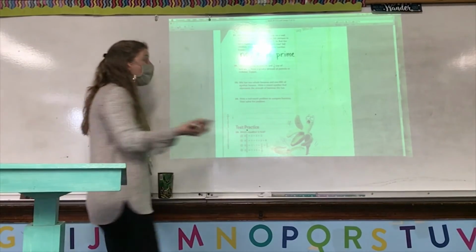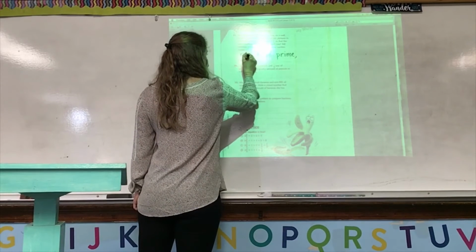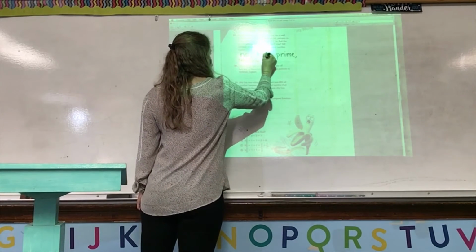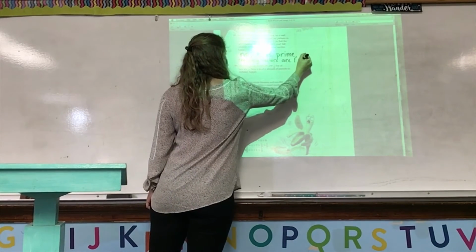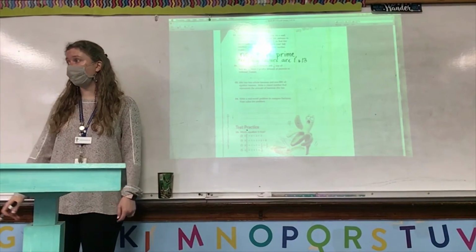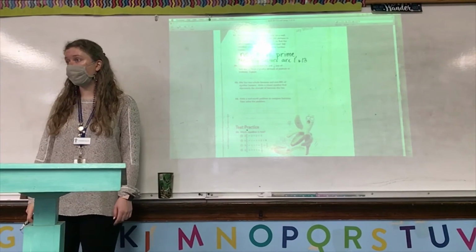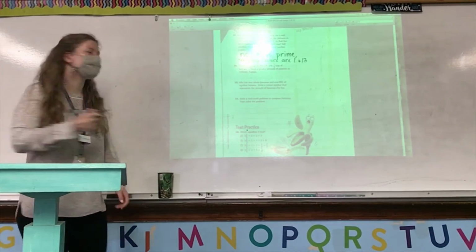1 and 13. 13 is prime because the only factors are 1 and 13. That's it. We can't make it in any other even rows. Otherwise, we'd have extras. Because what if I try to make, okay, I want to make 6 rows. I want to make 2 rows.